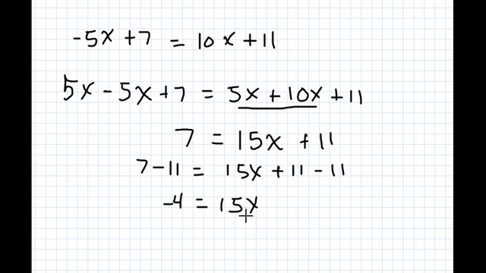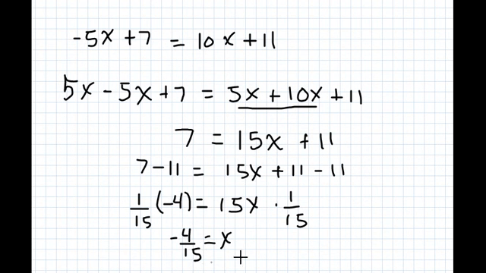And now I'm going to multiply both sides by the reciprocal of this 15. So 1 over 15 to both sides. And I always put parentheses around my negative here. So now we're going to be left with x is negative 4 over 15.